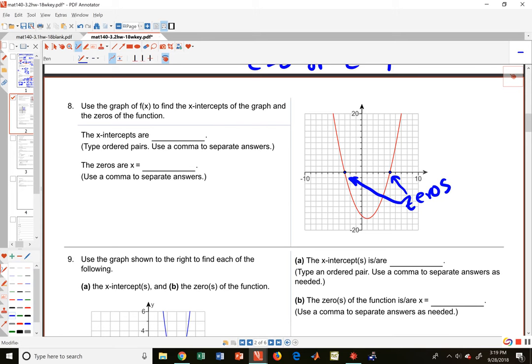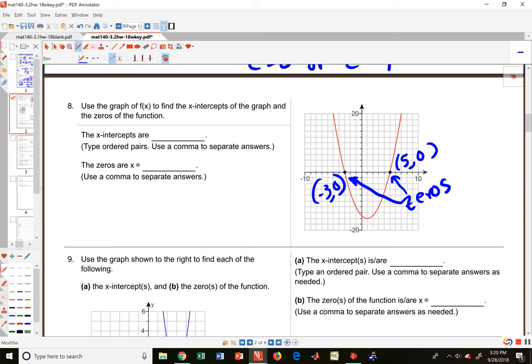And you gotta look at these tick marks carefully. This is a standard x-axis here, so this is 1, 2, 3, 4, 5. That is 5, comma 0, and this is negative 3, comma 0. So we'd say the x-intercepts.